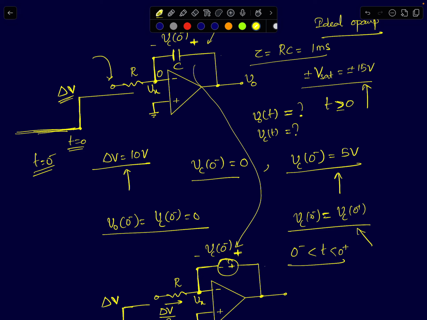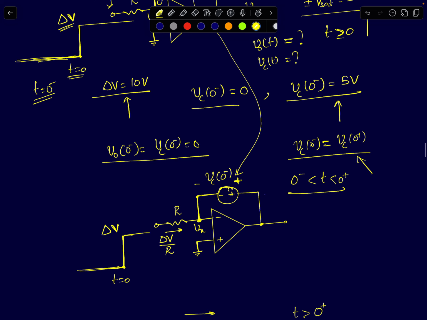That's not possible here. So we can treat the capacitor voltage like an ideal voltage source in this time interval, 0 minus to 0 plus. What do I mean by ideal voltage source? I'm simply assuming Vc of 0 minus equals Vc of 0 plus, so the voltage will not change. Now suddenly there is a DC feedback, a negative feedback in the circuit. That is another point to keep in mind.